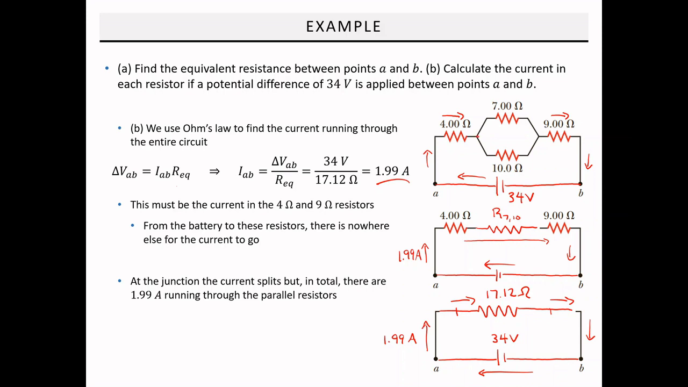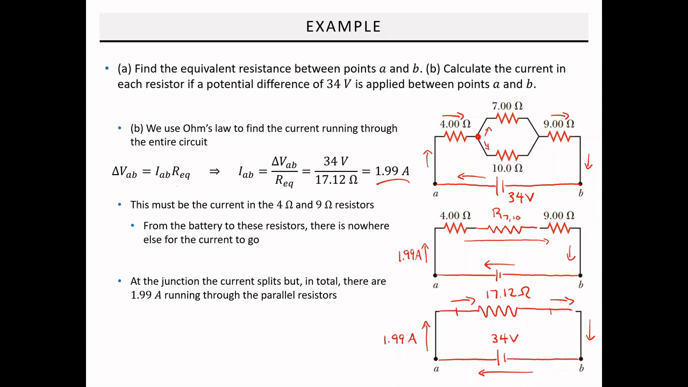However, when the current gets to this junction right here, it has to split. Some of that current will go up and some of it will go down. In total, though, there will be 1.99 amps running through the 7 and the 10 resistor. But individually, those resistors will see somewhat less of that current.